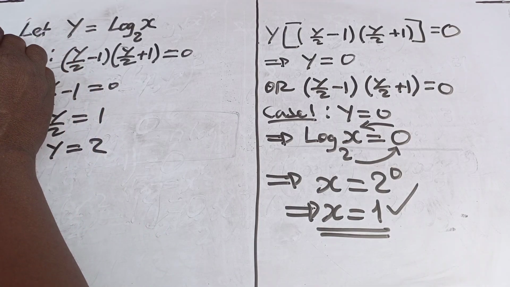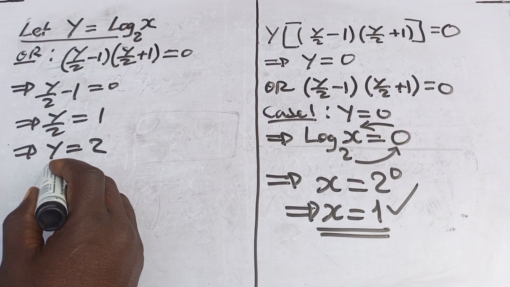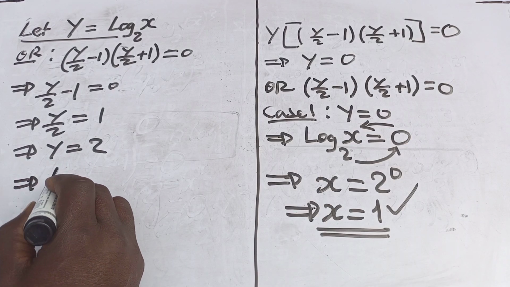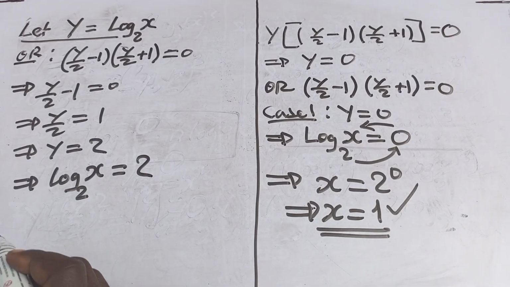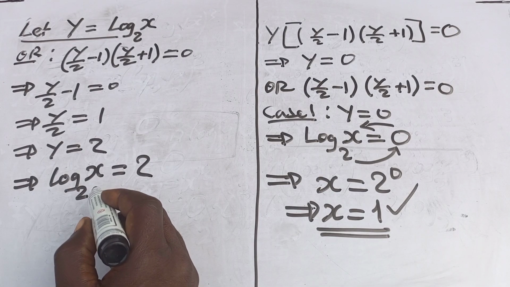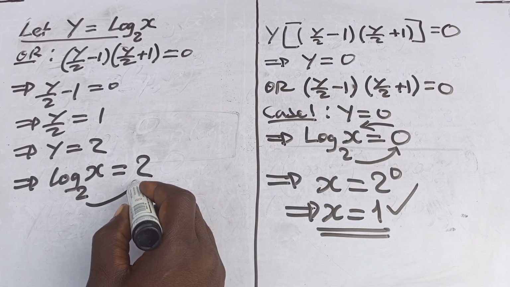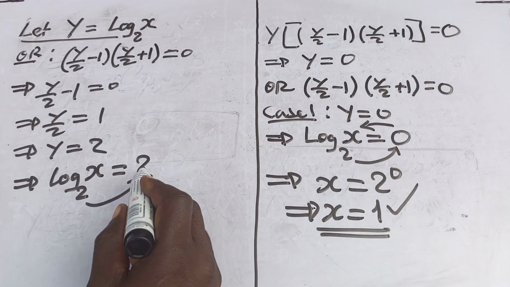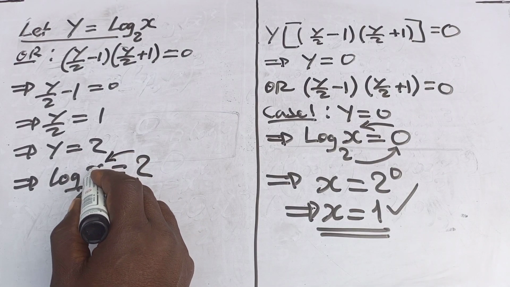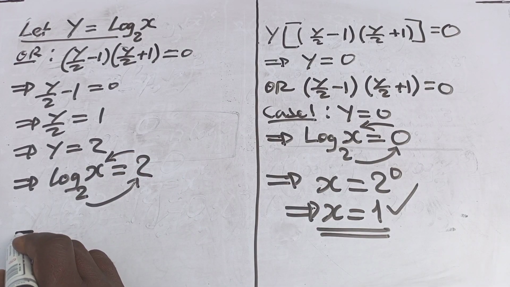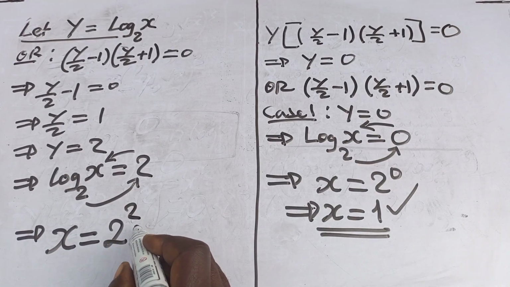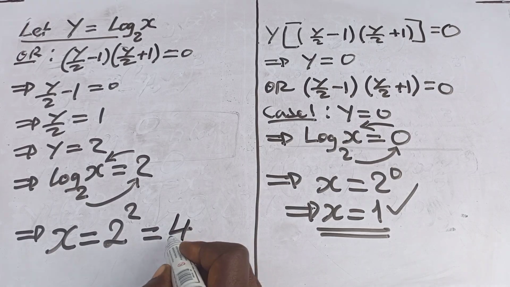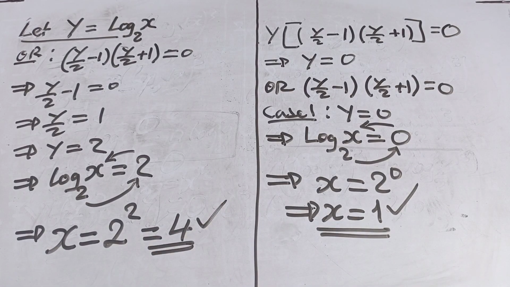But we remember again that y is this expression up there. So it means that log to the base 2 of x is equal to 2. If this is the case, again, we carry out that process. When we raise this base to this power, we are expected to have that argument. So this means that x will be equal to 2 to the power 2, which is 4. So this gives us our second solution for x.